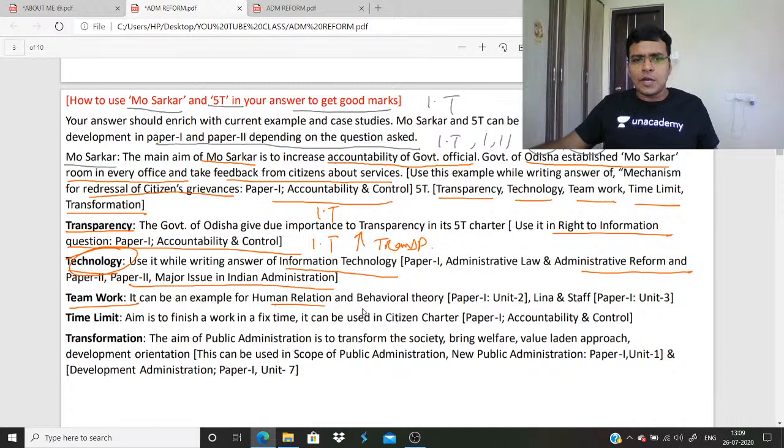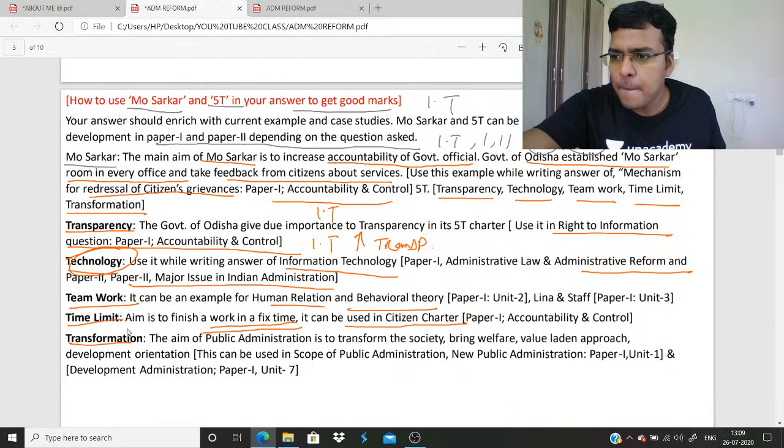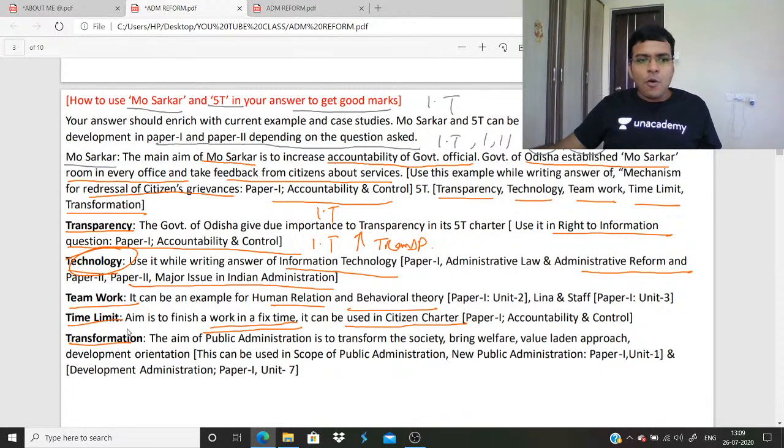Teamwork, which is promoted by human relations and behavioral theorists, is promoted by IT. IT can promote this concept of teamwork. Time limit means you need to finish a work in a fixed time, citizen charter. And when you read citizen charter, at this place also you will find that IT has promoted the growth of citizen charter. Transformation, from an undesirable state of affairs to a desirable state of affairs.